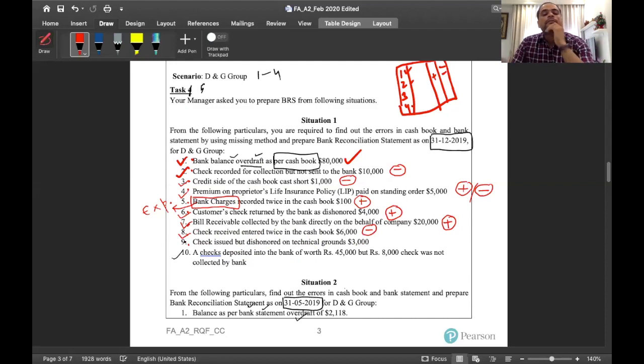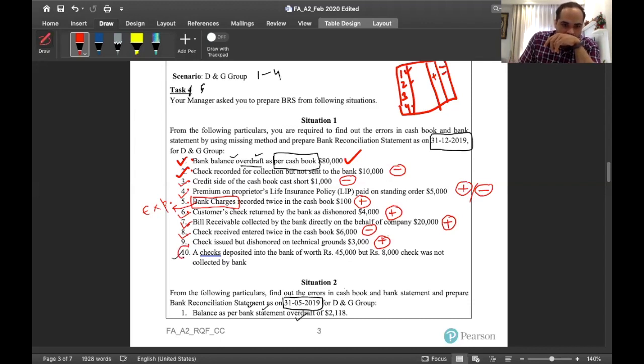Number 9. Check issued. Now, issued means we are writing a check. We are making a payment, right? Check issued but dishonored on technical grounds, 3,000. Check dishonored. Positive. Everybody positive? Okay.